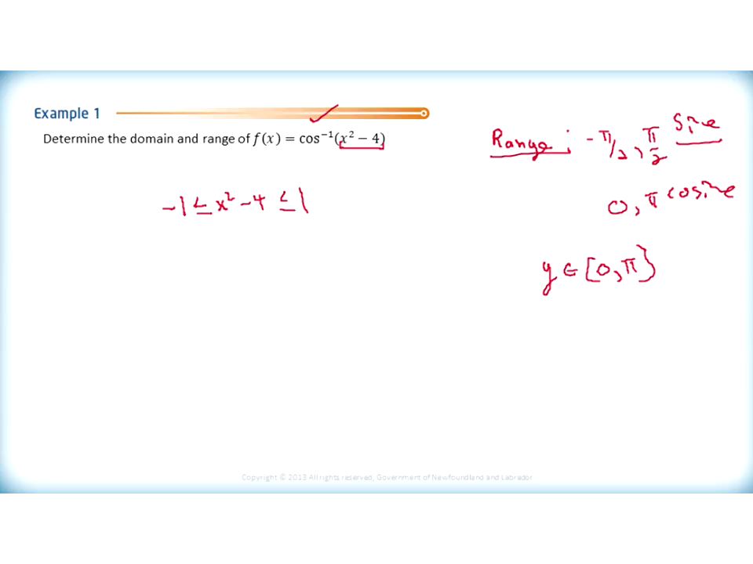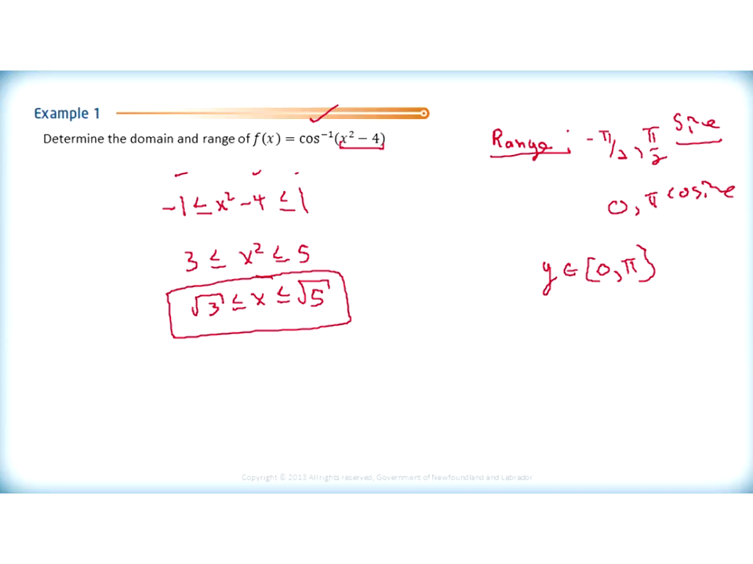Okay, so with that, I'm going to add the 4 to all three sides of our three-sided inequality here, and get 3 is less than or equal to x squared, which is less than or equal to 5, and then I'm just going to take a square root. So I have square root 3 is less than or equal to x, which is less than or equal to the square root of 5. So we have a different type of boundary on the domain of this particular function. That's a little bit different than it was when we were dealing with the other version of this.